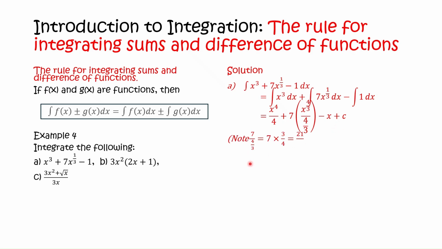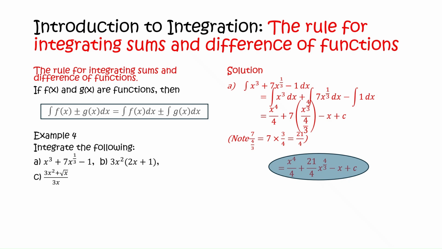Remember how we integrate the constant, so 1 becomes x, and we add 1 and divide by the new power for the other terms. Now, of course, we cannot leave our answers unsimplified. So take a note, 7 over 4 over 3 is the same as having 7 times 3 over 4, which is 21 over 4. Now, substituting that back into what we had, we are going to have our final answer as that. So I hope it's clear. If it's not, write in the comment section so that I attend to it.